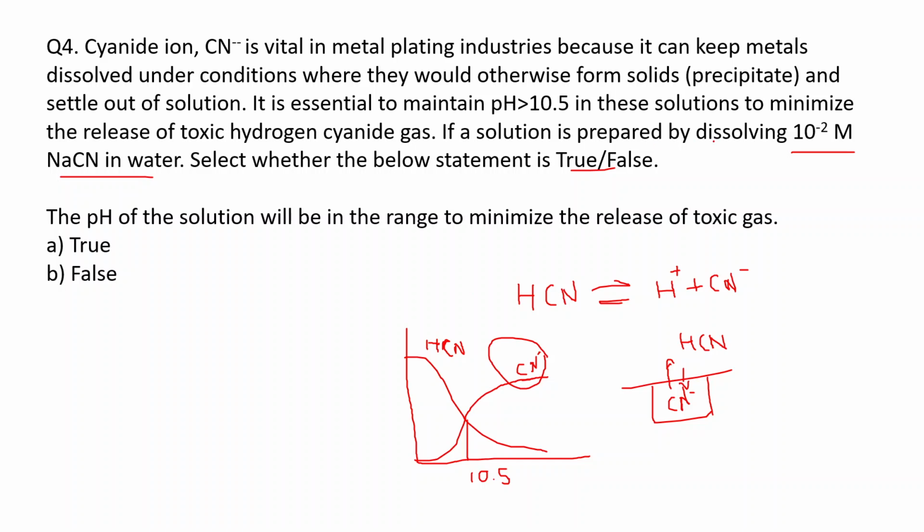So how can we solve this question? This is the molar concentration of NaCN which is added in water. We need to just select whether the pH is greater than 10.5 or less than 10.5. So try to solve this question, and let me know the answer in the chat box.